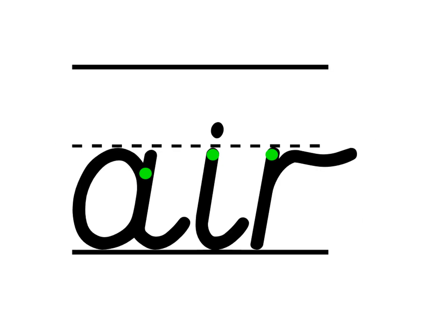Let's see which phase 3 trigraph we're going to learn today. It is the trigraph air. We can pretend that our hands are a hot air balloon reaching up to the sky as we say air.